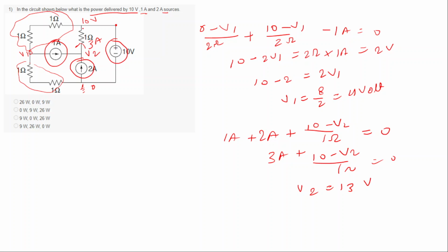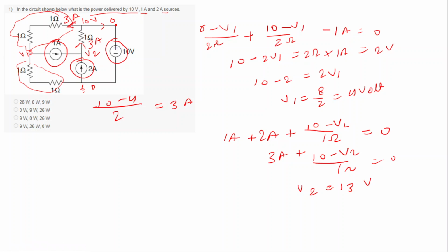So this 3 amperes will be going in this direction, and we know the voltage at V1, which is 4 volt, and this 10 volt we already know. So the current in this branch will be (10 minus 4) by 2 ohm, which equals 3 ampere. So in this branch the current will be 0.